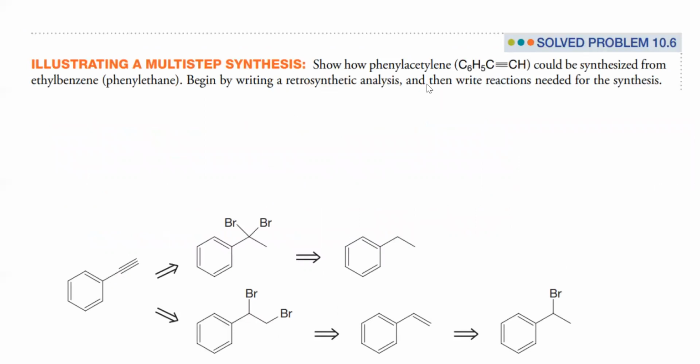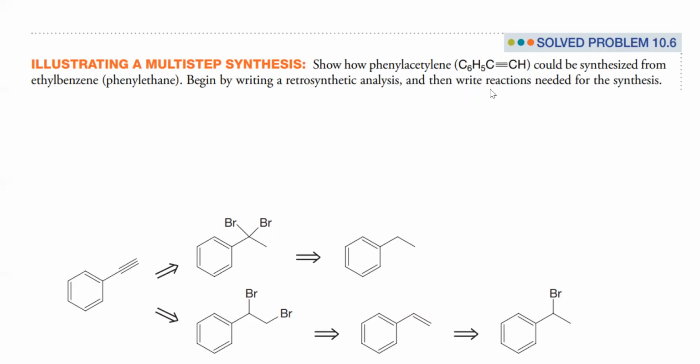Next, show how phenylacetylene could be synthesized from ethylbenzene. Phenyl is C6H5, this part here, and then C triple bond C is your acetylene. You can go back to the naming. Phenyl is whenever you have this ring here. So this is your ethylbenzene, and this is your phenylacetylene.